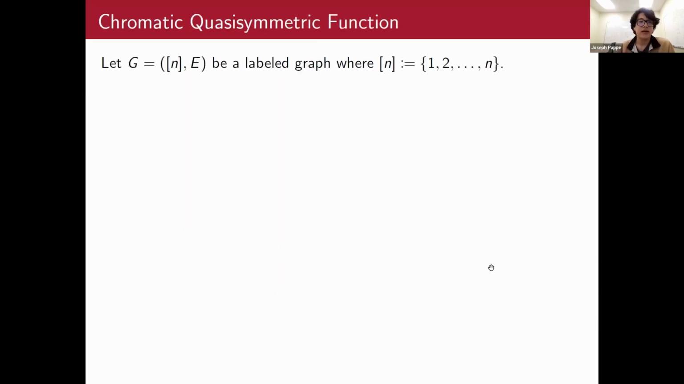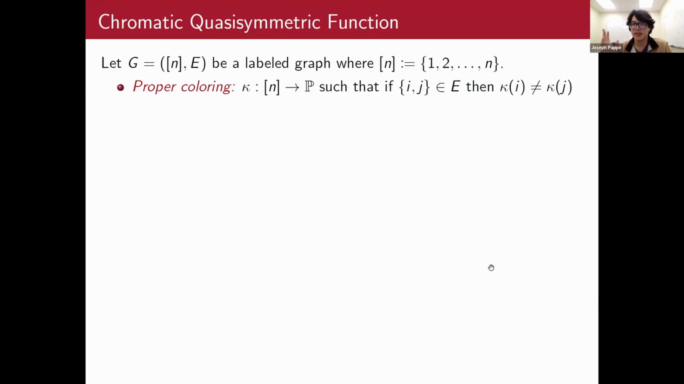Okay. So now let's define the chromatic quasisymmetric function. First, let's start with a labeled graph. We're going to think of its vertices as the numbers 1 through n. Let's remind ourselves of what a proper coloring is. This is just a map from our vertices to the positive integers, such that if two vertices are adjacent, they are assigned different colors.